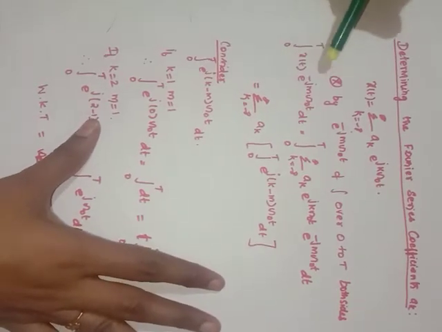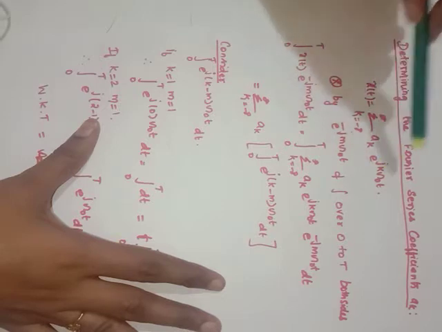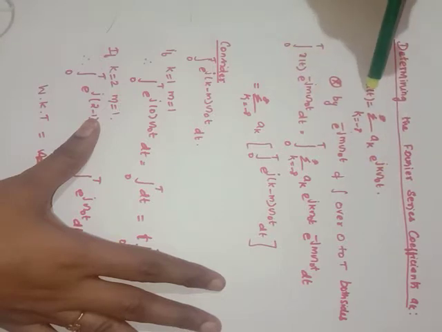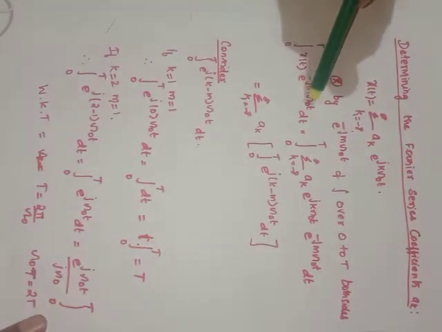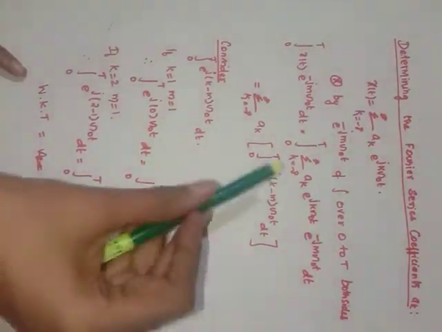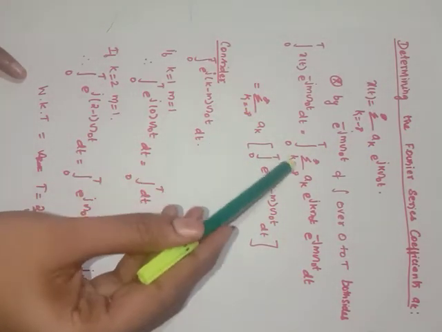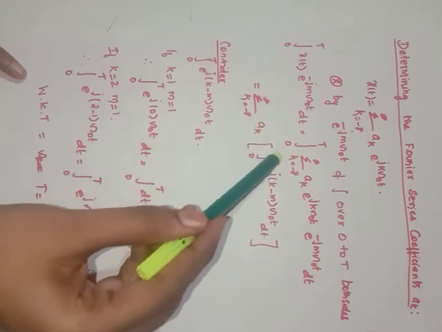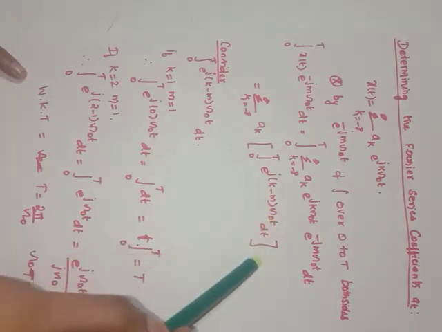First, we consider this equation, multiply by e power minus j m omega naught t on both sides, and integrate with the limit 0 to T. So I have multiplied by e power minus j m omega naught t dt and integrated from 0 to T on the left side as well. Now consider the summation k equal to minus infinity to infinity ak. Combining these two, I will get e power j (k minus m) omega naught t into dt.